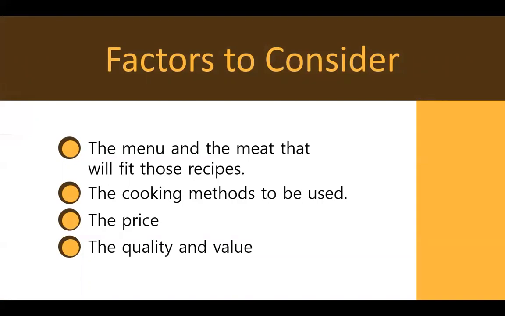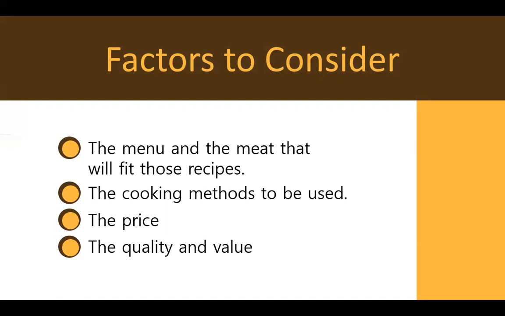There are several factors to consider when it comes to purchasing meat. First, the menu and the meats that will fit with those recipes, the cooking methods to be used. Always keep in mind, dear students, that there are fabricated cuts available in the market and one of which goes well with a specific dish or recipe. Using a specific method of cooking, it can be moist heat method or dry heat method. Therefore, before purchasing, always check the recipe.